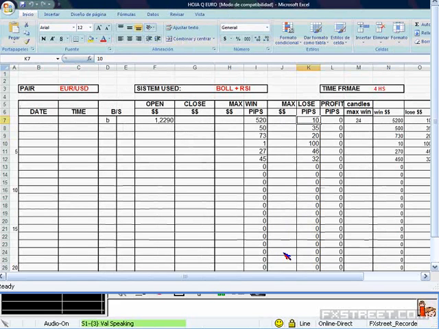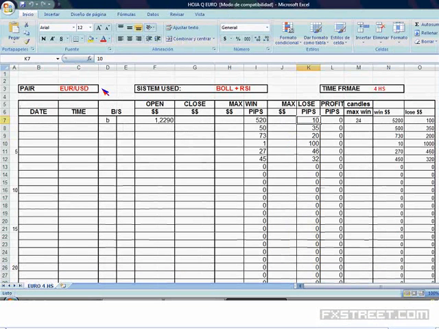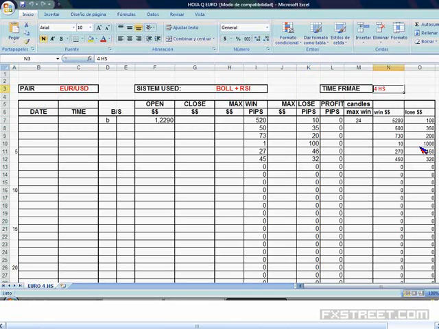A simple Excel sheet, where I added the pair I was going to trade, the system I was going to use, and the time frame I had chosen. The frame is badly written, sorry. Anyway, that's just the things I take a look at, right?